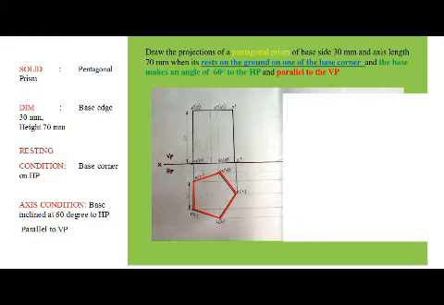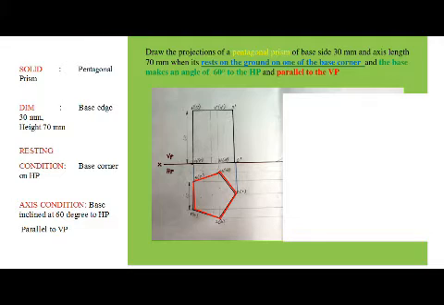Then dimension is given, resting condition base corner on HP. The axis is parallel to VP and the base is inclined 60 degrees to the HP, which means that the axis is inclined 30 degrees to the HP. If the base makes an angle 60 degrees to the HP, the axis will be inclined 30 degrees to the HP. So in the first stage, make the axis perpendicular to the HP.